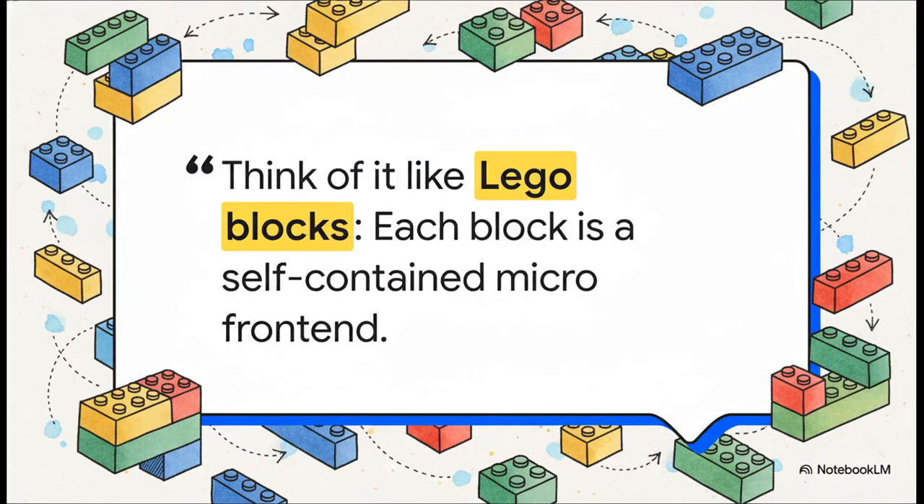And this quote is just the perfect analogy. Instead of building one giant, monolithic thing where everything is tangled together, you build small, independent, self-contained pieces. Each team can own their Lego block. They own their features, they own their deployment schedule, and then you just plug them all together to create the final application. It's a totally different way of thinking about building for the web at scale.